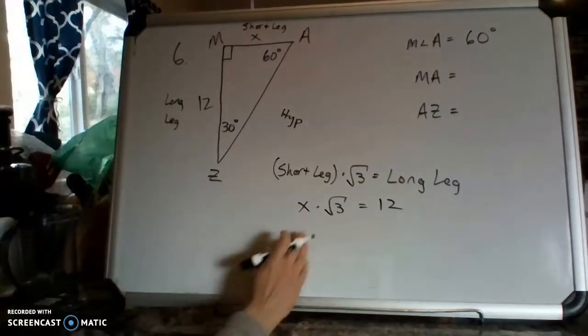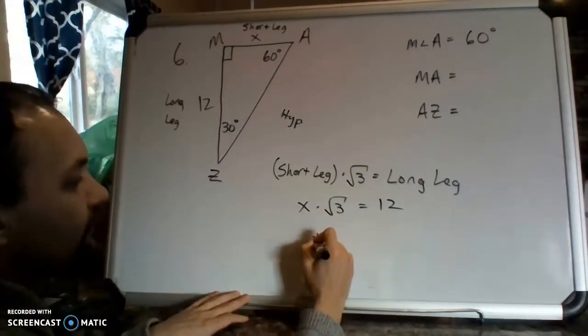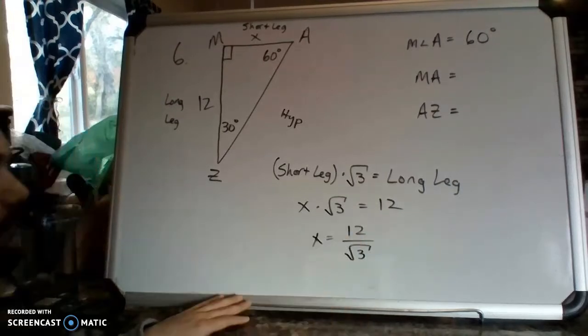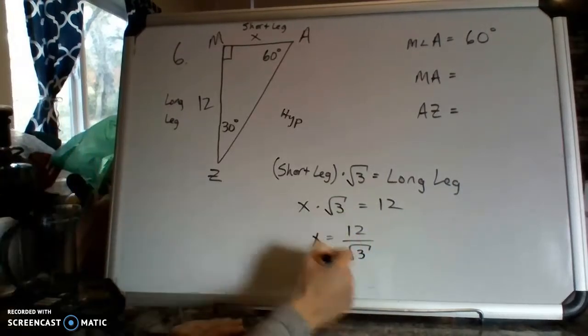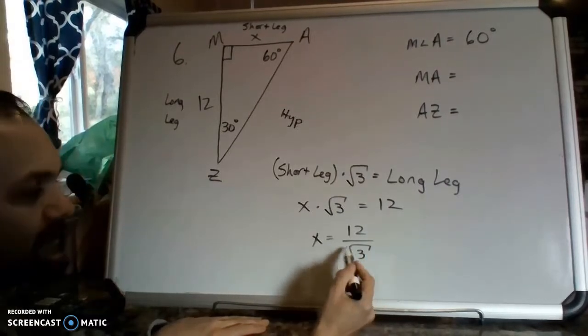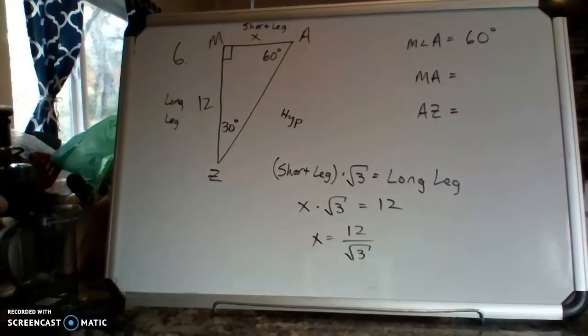So solving for x, we would need to divide by the square root of 3, so we would get x equals 12 divided by the square root of 3. That's your 80% answer. If you want a 100% answer, you need to rationalize the denominator. Make there be no root in the denominator.